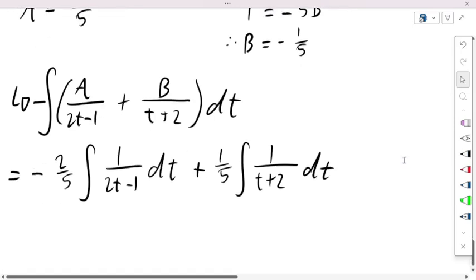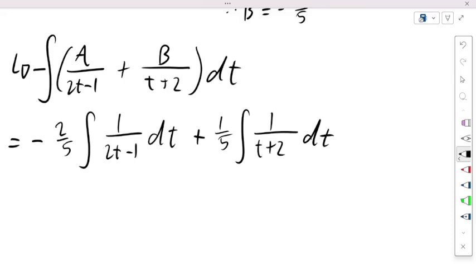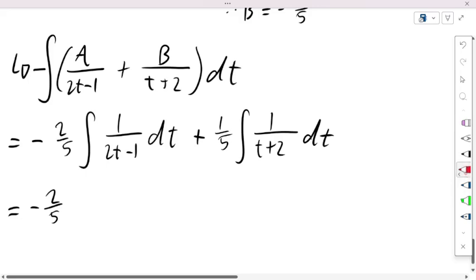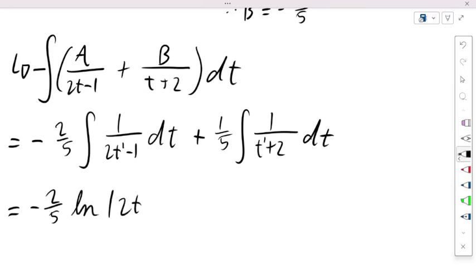Okay, from here, what are we going to do? Well, we are going to integrate now. We can actually integrate, right? So we can write this as negative 2 over 5, and we have 1 divided by some linear function, meaning that we can now do, and it's a function to the first degree, so we are allowed to do the natural log integration. So here it's going to be negative 2 over 5 times the natural log of absolute value of 2t minus 1, plus 1 over 5 multiplied by the natural log of absolute value of t plus 2, plus c.